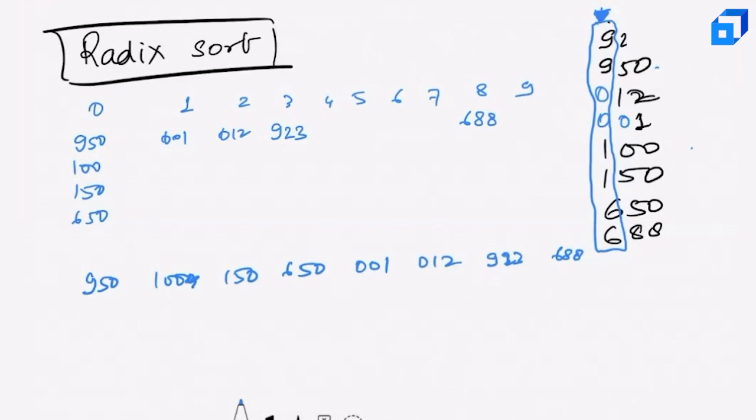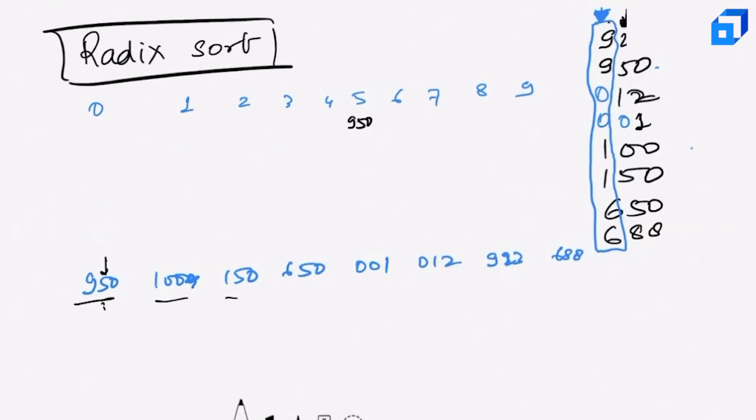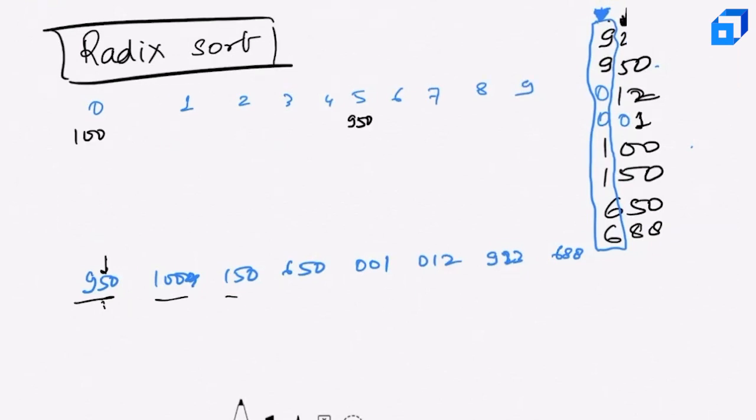Now let's look at the next digit. I repeat the same process again, but with the next digit. I'm going to erase all of these from here. We are now looking at the second digit. Let's look at these numbers again, one by one. 950 goes at 5. 100 goes at 0. 150 goes again at 5. 650 also goes at 5. 001 goes at 0. 012 goes at 1.